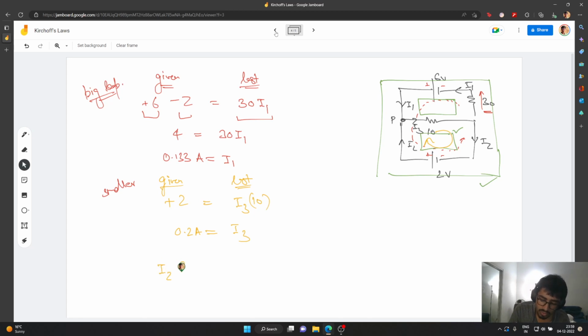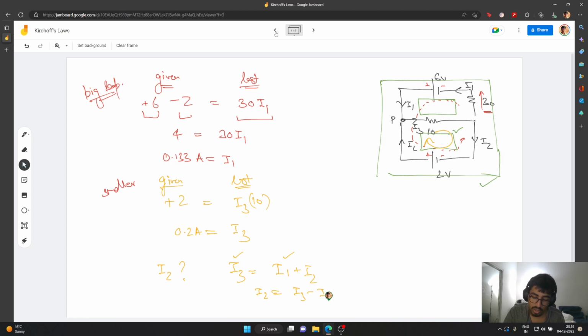Can you try to find I2? One idea you might have is to apply the loop law to the upper loop, but that will not help you. I would encourage you to try and check, but it would not give you anything. So for I2 we must use what we said at the very beginning of the problem, Kirchhoff's first law. We know that I3 is equal to I1 plus I2, and we know I3 and I1, so we can find I2 from here. I2 will be I3 minus I1.